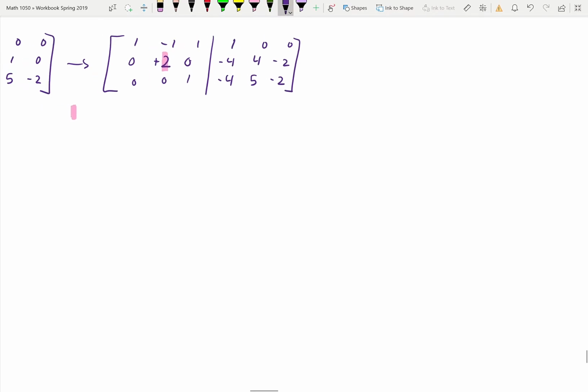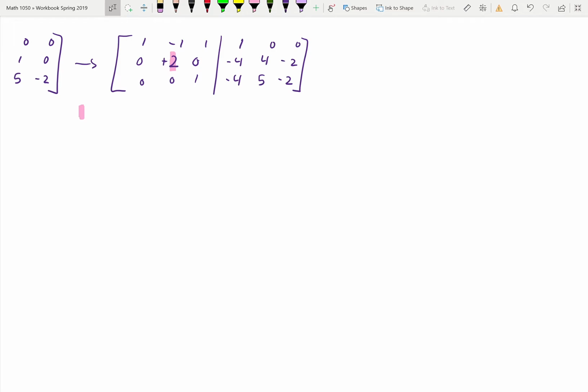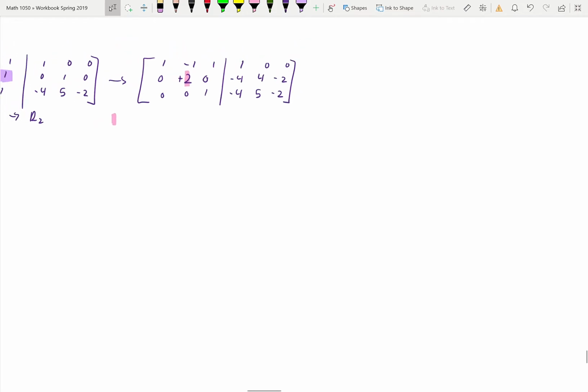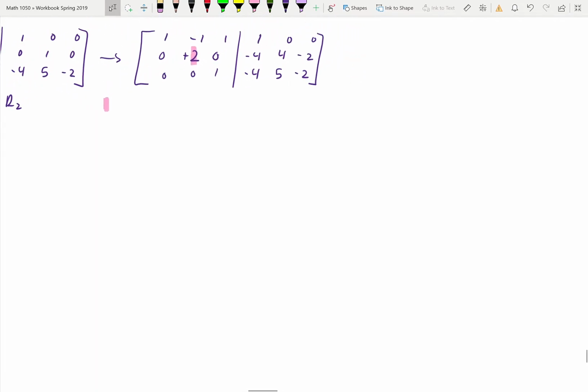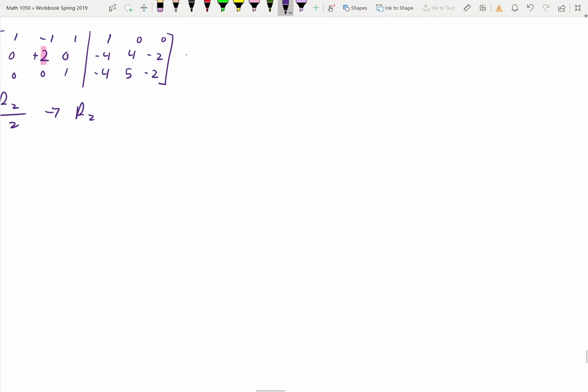If I want to change that to 1, I would divide by 2, and now I'm not going to have fractions. So as soon as I recognize that I'm not going to have fractions anymore, then let's do it. So I'm going to go row 2 divided by 2 becomes my new row 2. So I'm just going to blow that off until it's safe to do it. Okay, so row 1 doesn't change. Row 3 doesn't change. Divide row 2 by 2 and you get 0, 1, 0, -2, 2, -1.